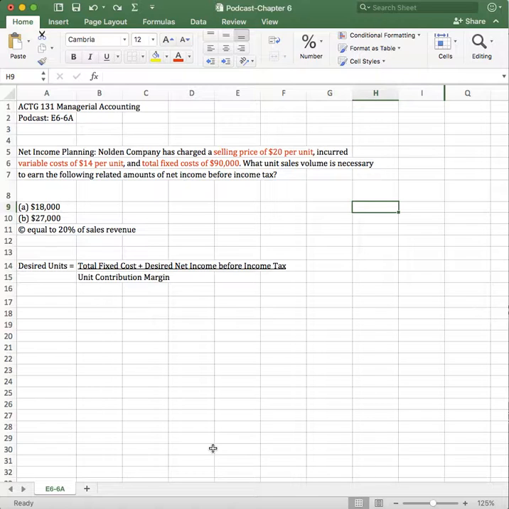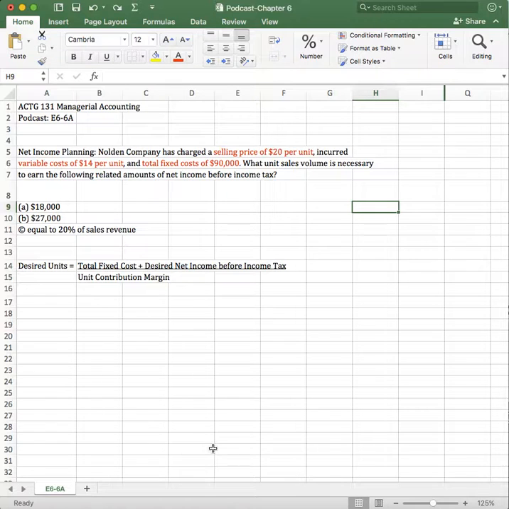So, a couple of things about this chapter. This is the cost volume profit relationship chapter. The good news is that the items that are graphed, like the regression analysis or the high low method, or the operating leverage, and the margin of safety, I don't think they're necessary in this chapter at this level. So, yes, they're in the chapter, but no, I'm not going to test you on it. We're just going to focus on dollars and units.